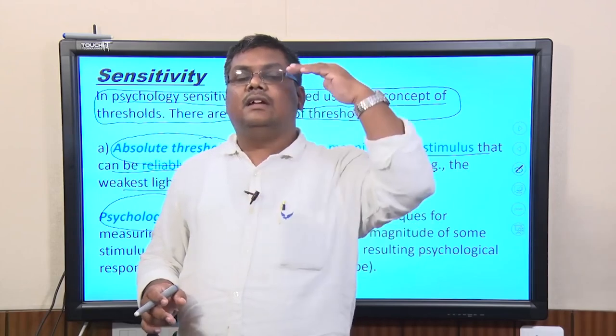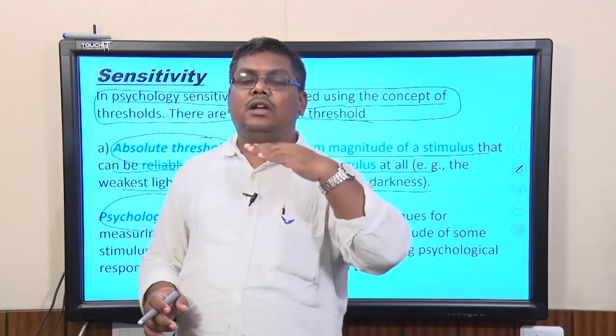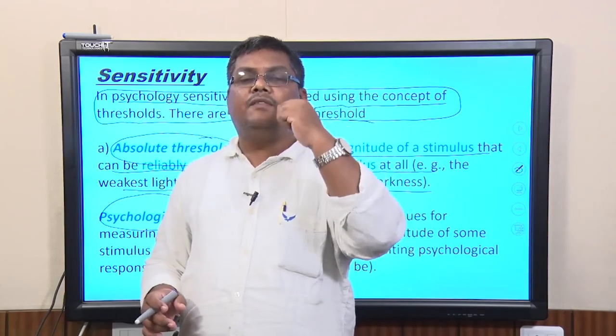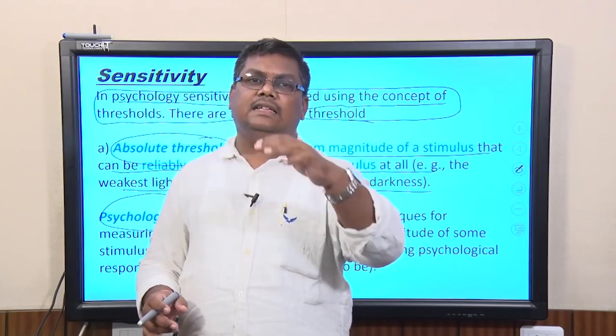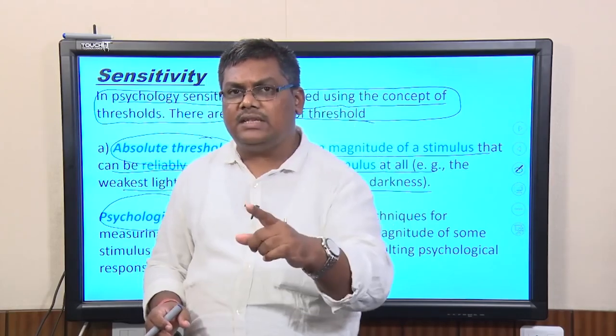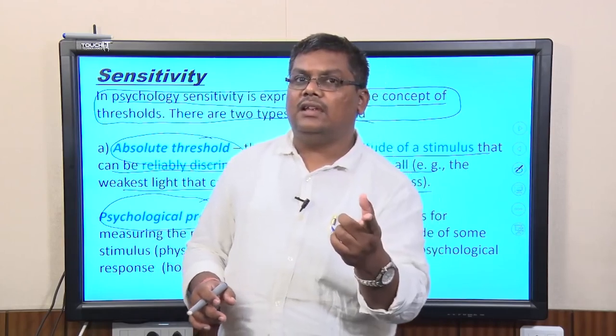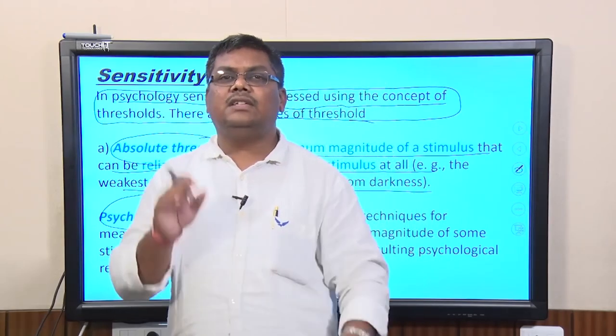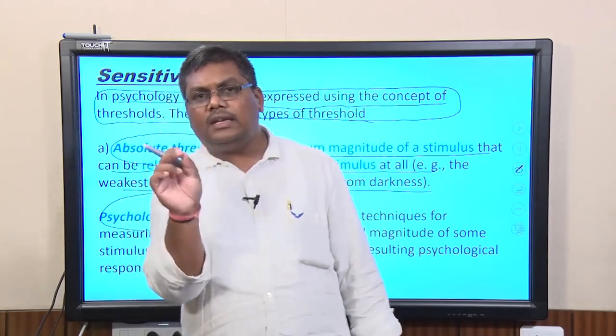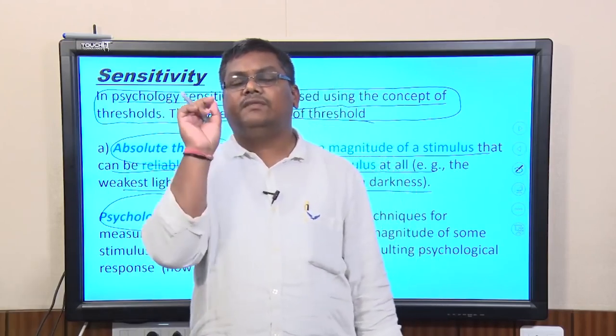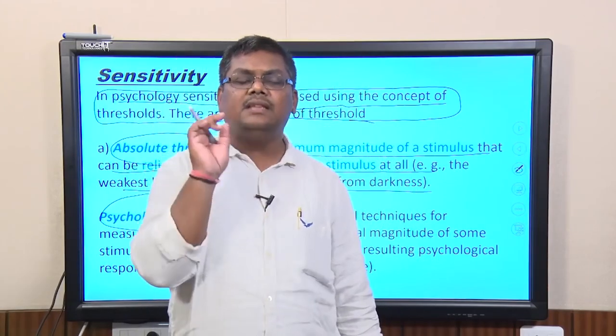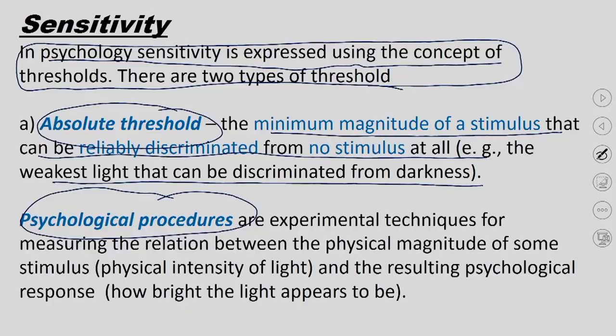The other way is, from a very high value, decreasing it so that in all trials he says, I see it, I see it, I see it, and then the trial at which he says, I don't see it, you note that trial. Then block those trials, take an average, and you get the point at which the human being says that 50% of the time he sees the stimulus, which is what is called the absolute threshold, right?